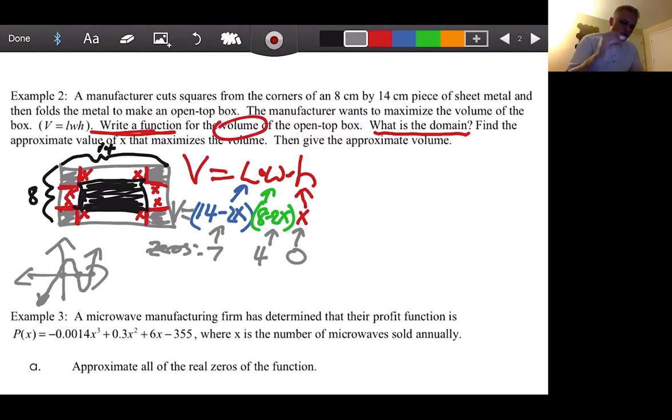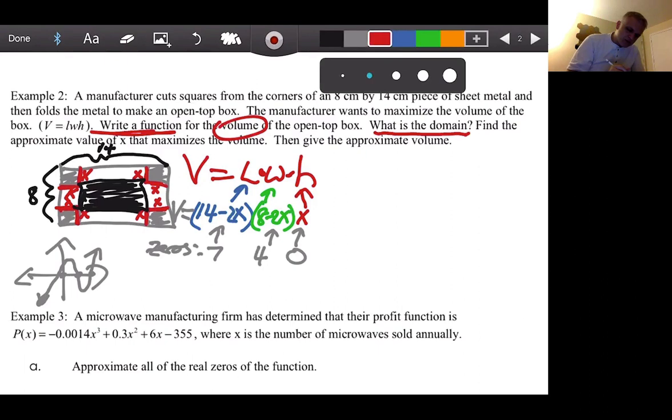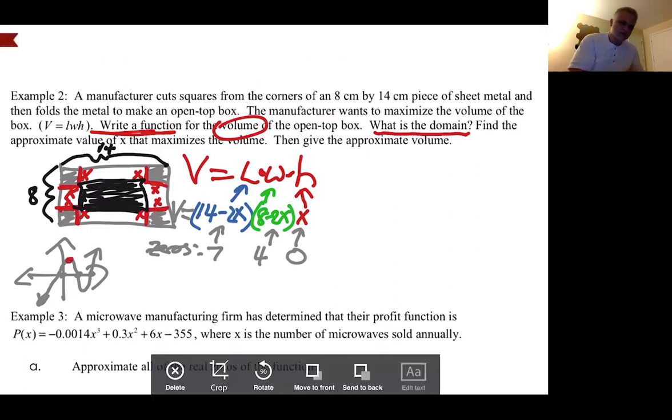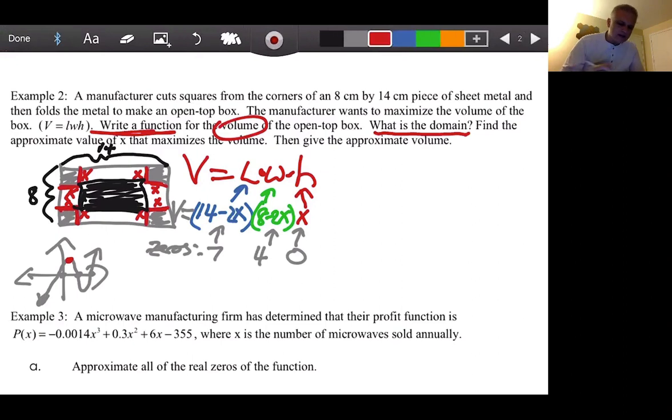That's what it's going to look like. So where is the maximum volume going to be? Well, it's going to be the maximum right here. Okay? It's going to be the maximum right there. Now, why is it? Why isn't it over here somewhere? Well, because of the domain.